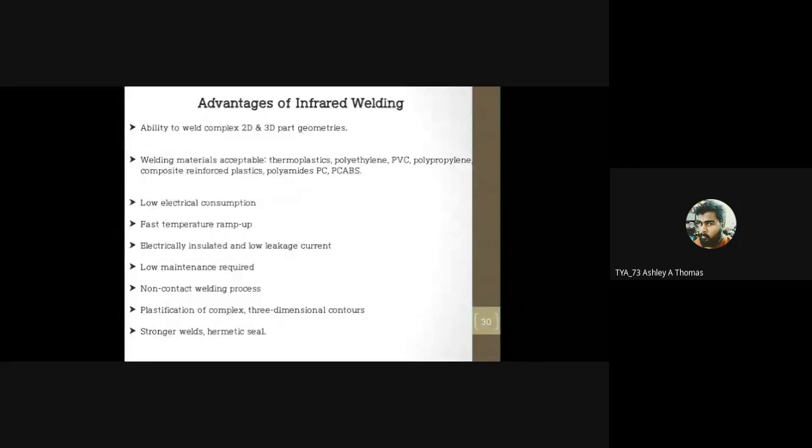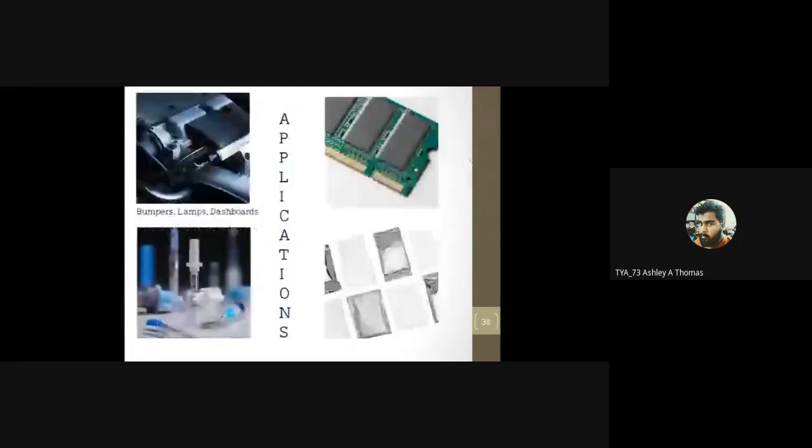Now, these are the advantages. In case of infrared, laser, and induction, these are electrically based weldings where power can be managed and controlled easily, so that heat generation is possible very fast, right? So fast temperature ramp up is possible. That is what it means.